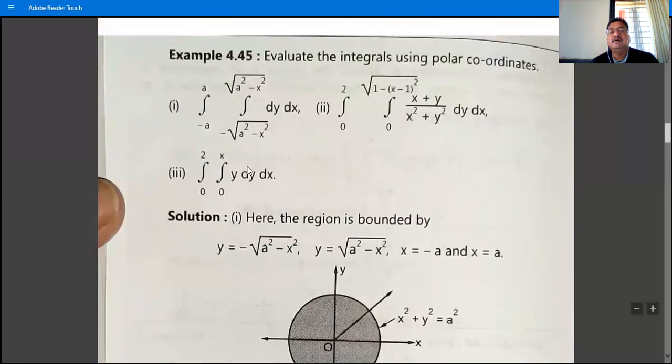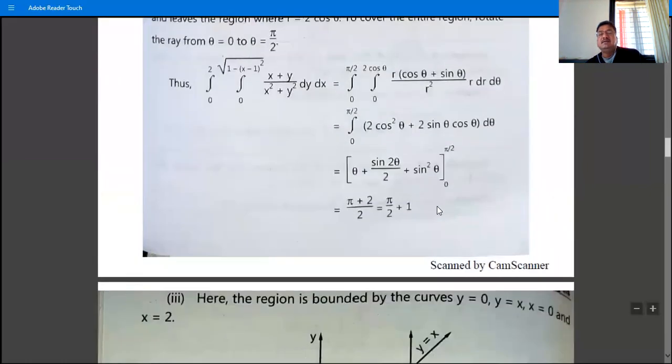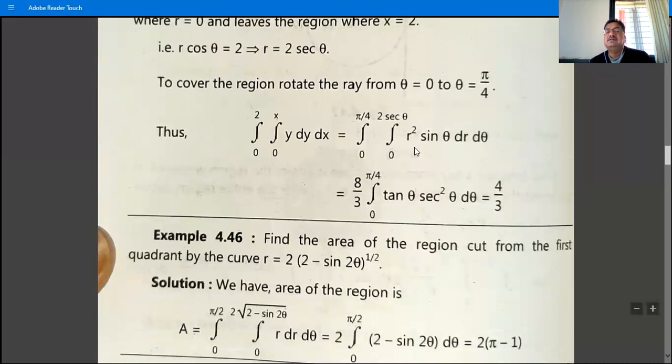The integrand is y. y is r sin theta, and dx dy is r dr d theta. Therefore the integrand is r square sin theta. Then integration with respect to r first gives r cube by 3. At the upper limit, that is 2 sec cube theta by 3 times sin theta, and sin theta by cos theta is tan theta, so we get 8 by 3 tan theta sec cube theta.